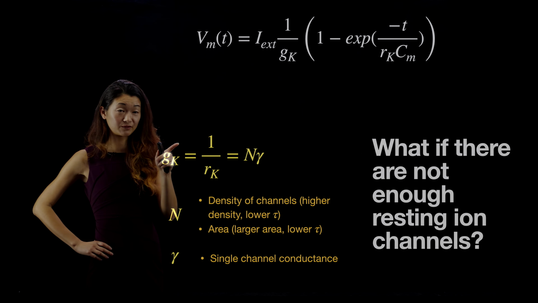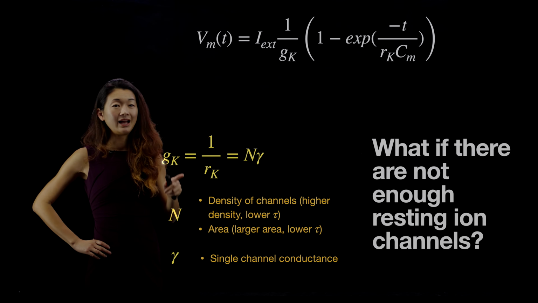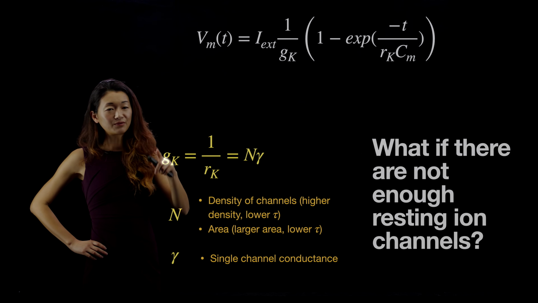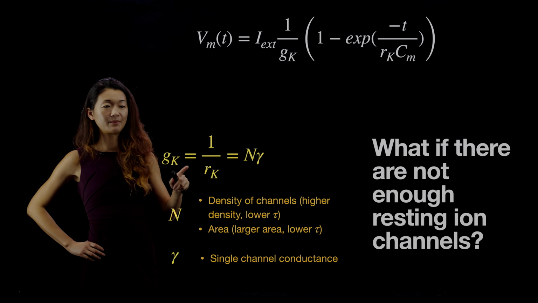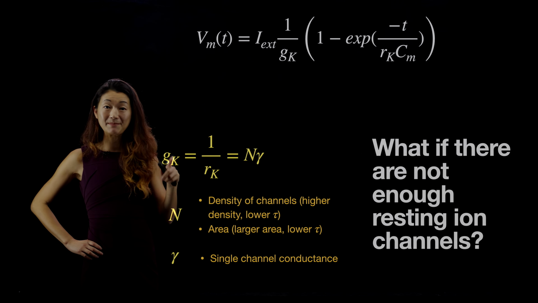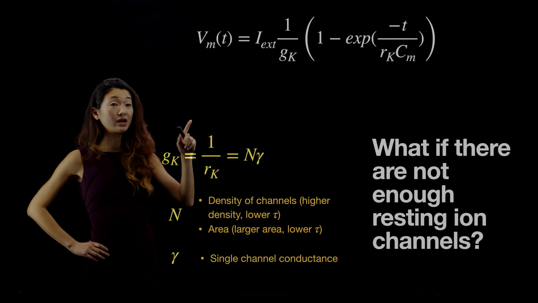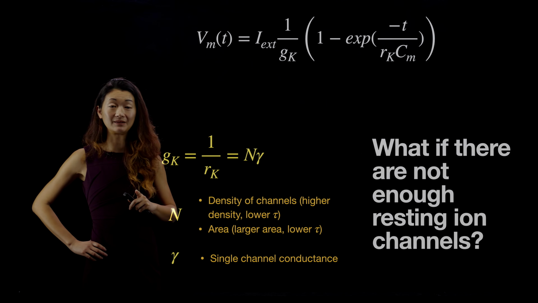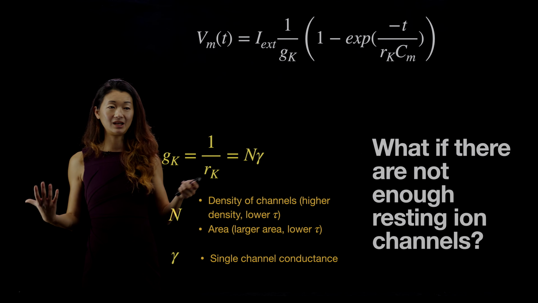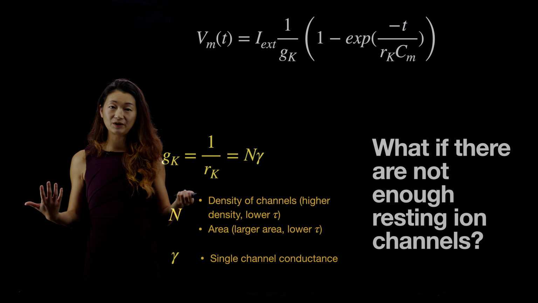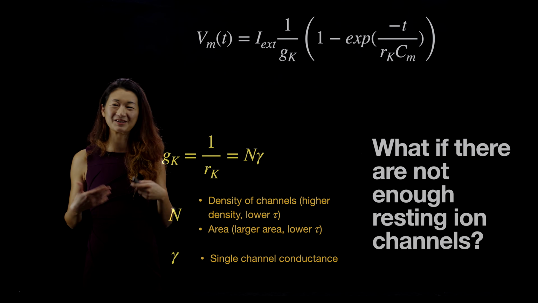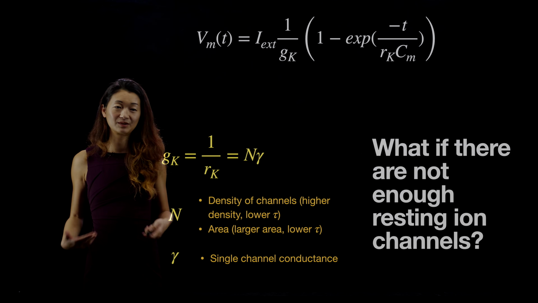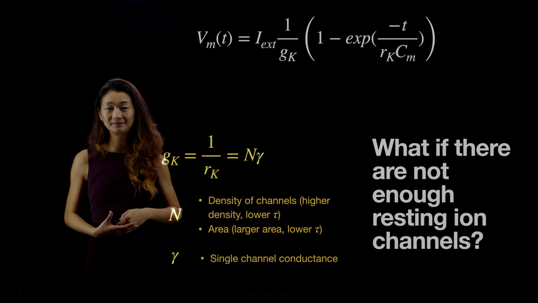Okay, answer that question for yourself by looking at an equation and just reason through it. What are the physiological consequences of there not being enough resting ion channels? What does that mean? Which term changes? And then where does that term actually appear in my equation? And reason through what's going to happen if you're in a scenario where artificially, through some kind of pathology or some other type of manipulation, you don't have enough resting ion channels. So that's a question I'm going to leave you to answer.